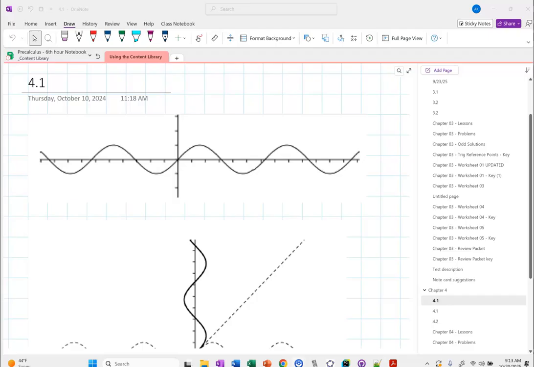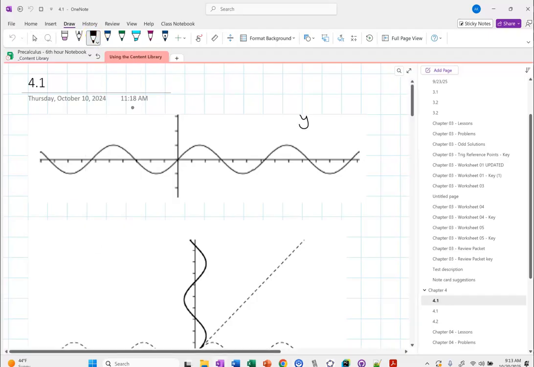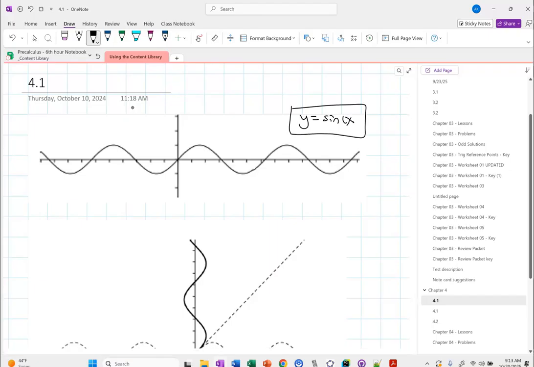So, if we look at this top picture, that top picture is just a graph of sine x, right? We're familiar with that. We just got done graphing sine and cosine functions. That's just the graph of the regular old plain parent function y equals sine x.